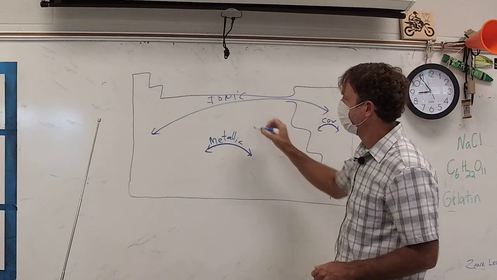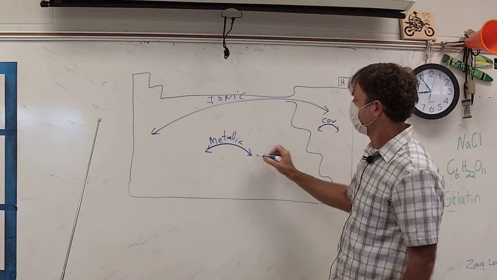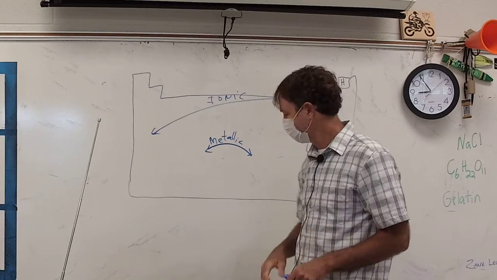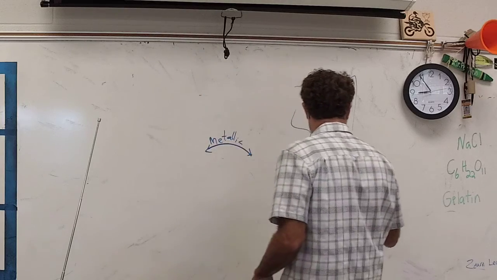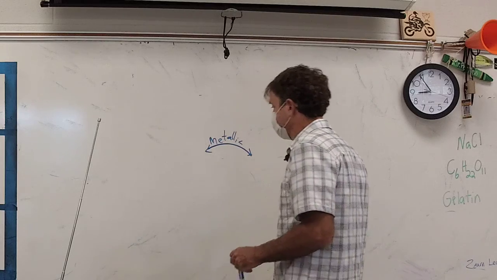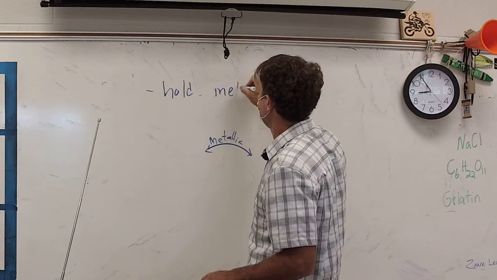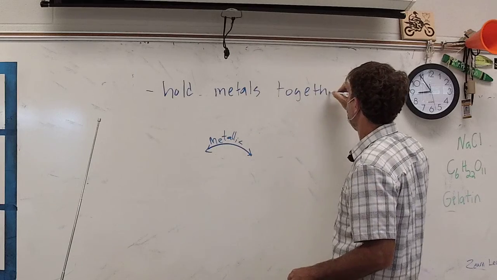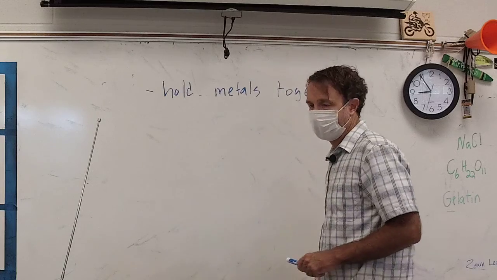Now this third type of bond are between metals. Here are the stairs. Metallic bonds are between metals, okay? And we're going to talk about them. We'll talk about metallic bonds real quick, okay? They are what hold metals together. All right, you want to write that down. They hold metals together. Metallic bonds hold metals together.